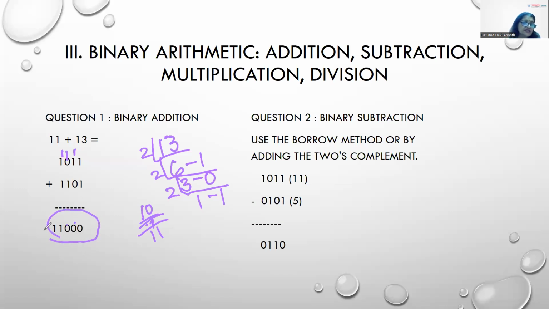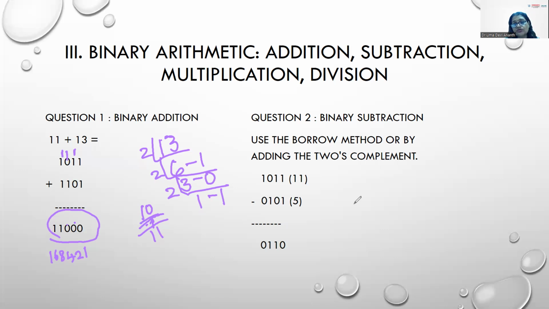If you convert this into decimal, what will you get? The place values are 1, 2, 4, 8, 16. So 16 plus 8 is 24, right? All the others are zeros. So the value of this is 24. If you convert it into decimal, it is 24. So you can see 11 plus 13 is 24. So that's the correct answer that we've got over here. So that is binary addition.